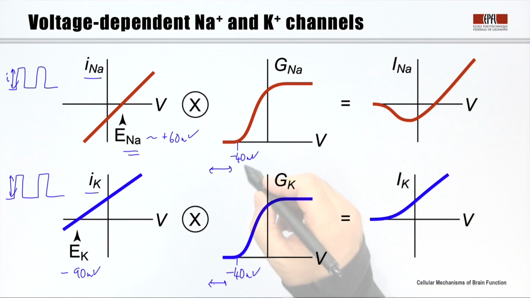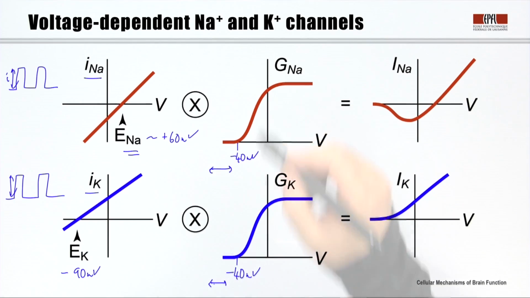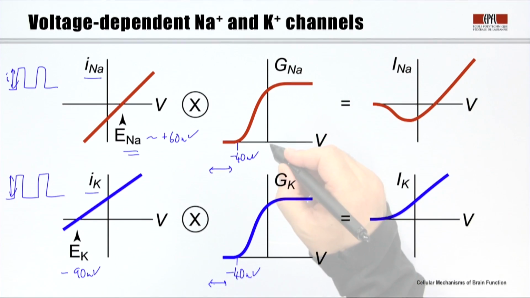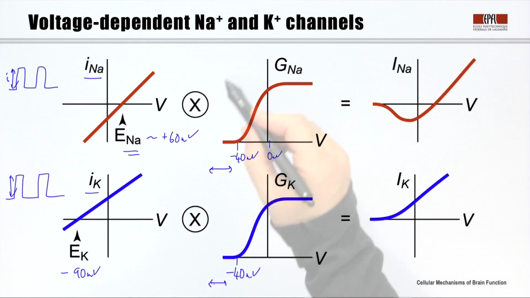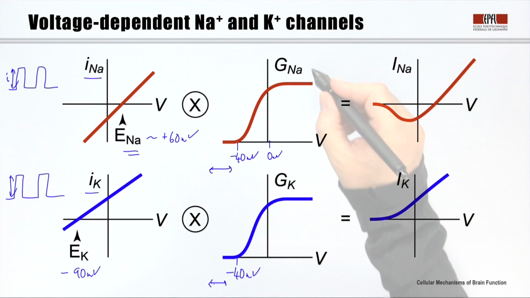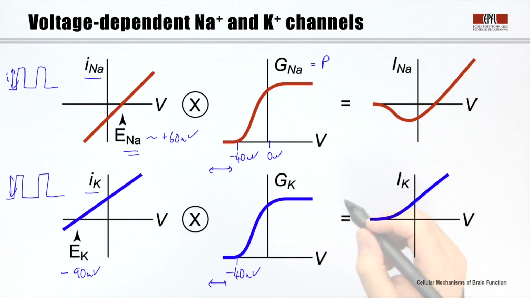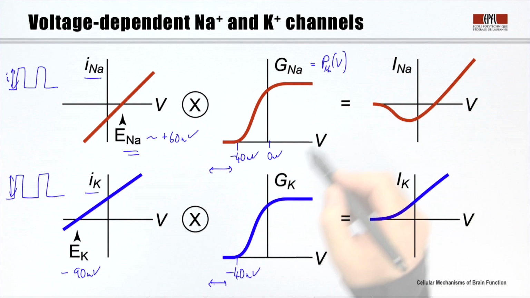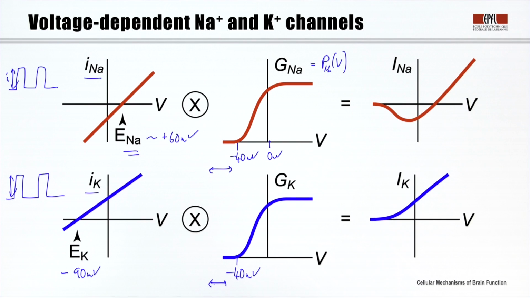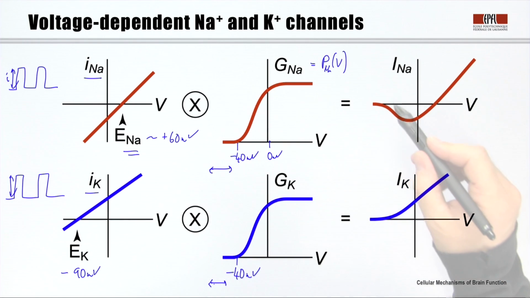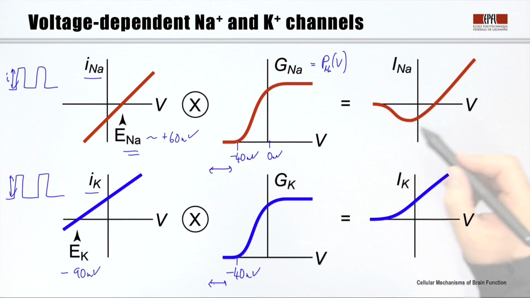At more positive potentials to minus 40, they begin to become activated in a strong and steep manner, becoming almost fully activated around 0 millivolts. If we then convolve this voltage gating, the change in the open probability of the voltage-gated sodium channel with respect to voltage, with the single channel currents and the reversal potential at the sodium reversal potential, we see that we get a current-voltage relationship that looks something like this.